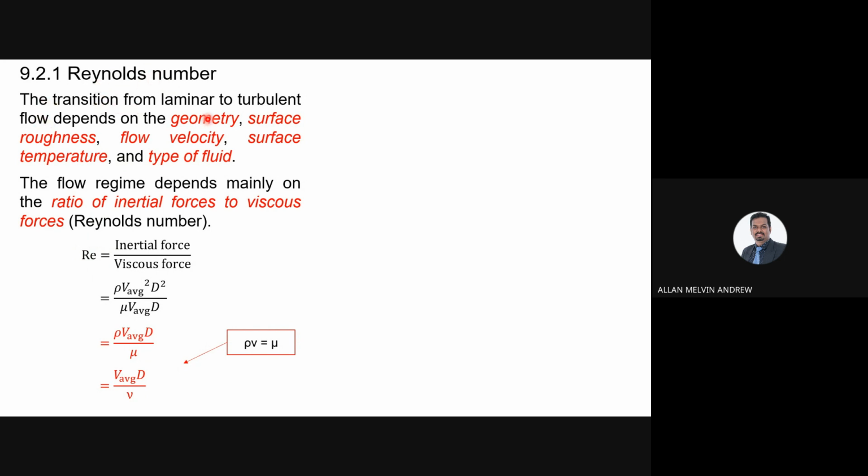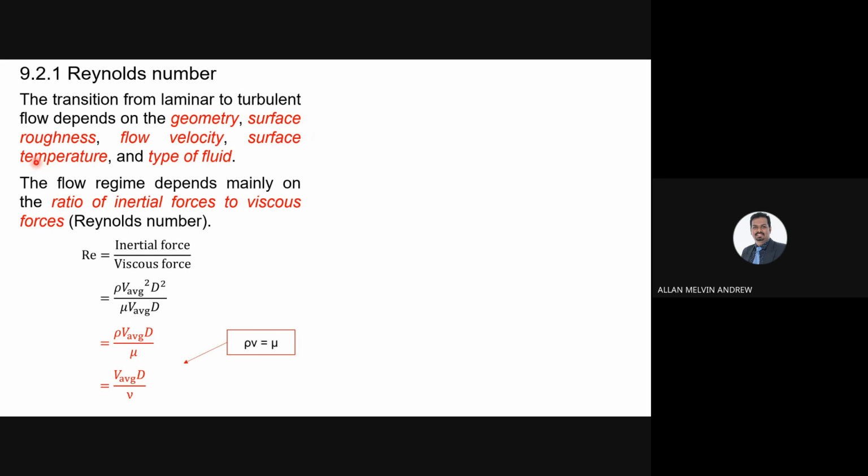The transition from laminar to turbulent flow depends on the geometry, surface roughness, flow velocity, surface temperature, and type of fluid. So these are the factors affecting whether the flow will be laminar or turbulent. First is geometry, which is the shape of the pipe or duct. Then surface roughness, the type of material used inside the pipe, whether it is rough or not. If it is more rough, there is more friction, so more complexity. And flow velocity, the speed at which the flow is moving.